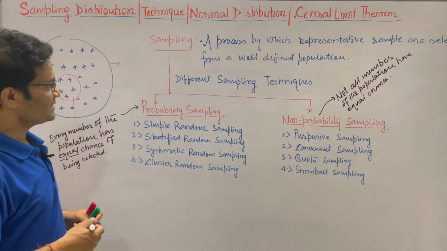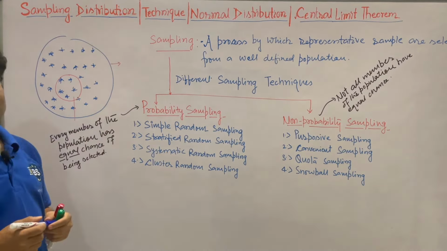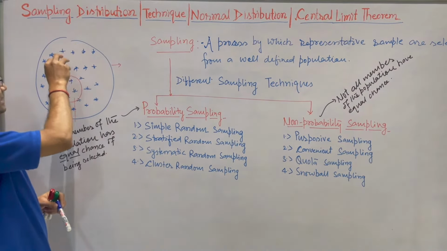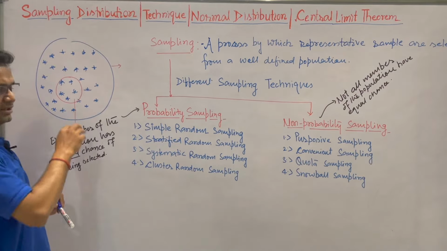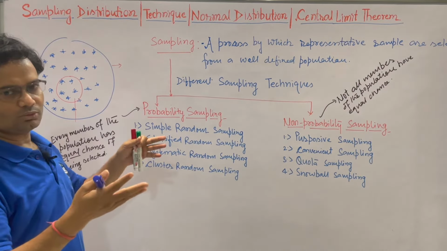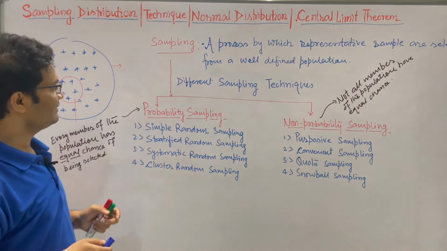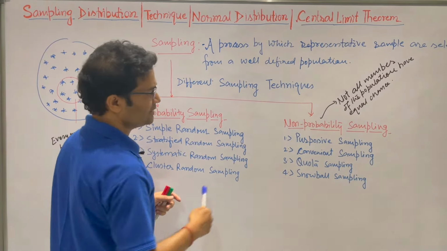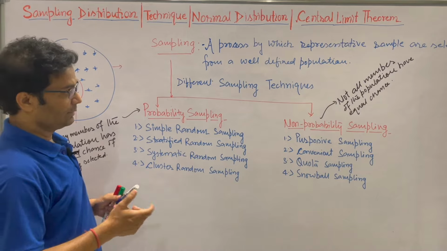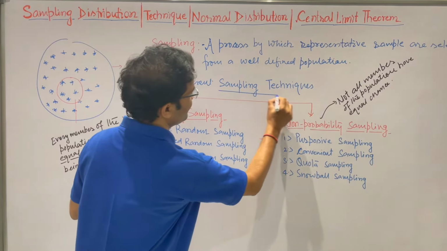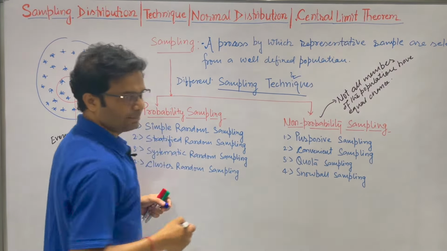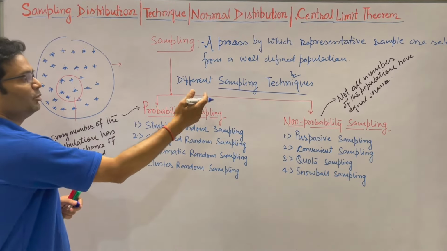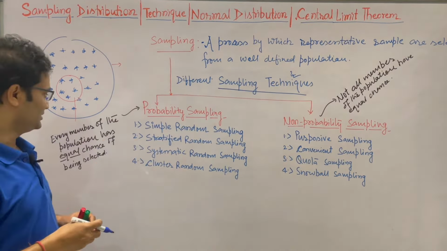As I said, there could be many techniques for sampling. You can take the sample from here and from there, and some sample from all the directions, right? So we have two broadly divided categories for sampling. One is probability sampling and the second is non-probability sampling. These are the different sampling techniques. So we are now studying sampling techniques. First, understand the difference between probability sampling and non-probability sampling.